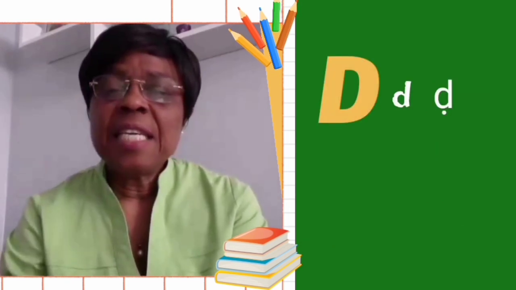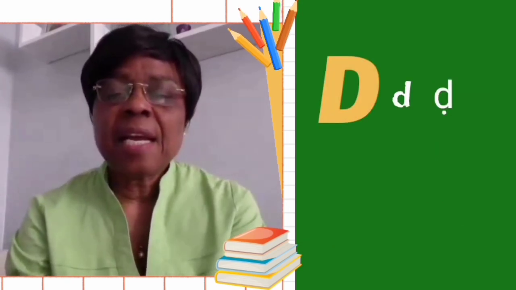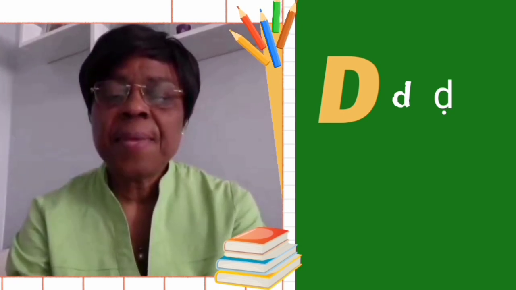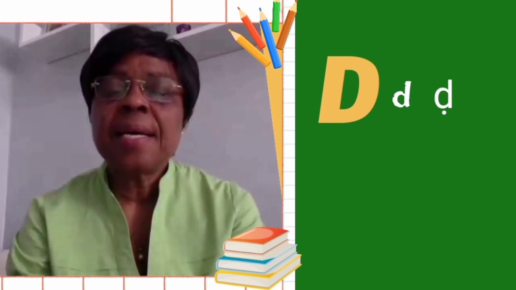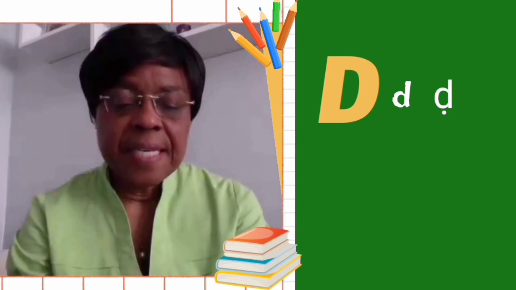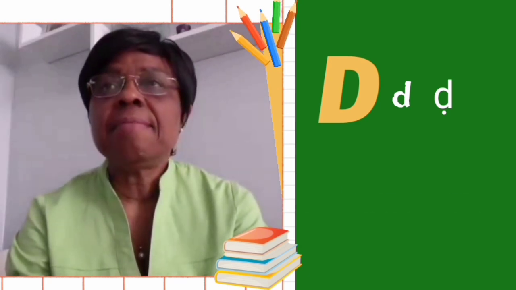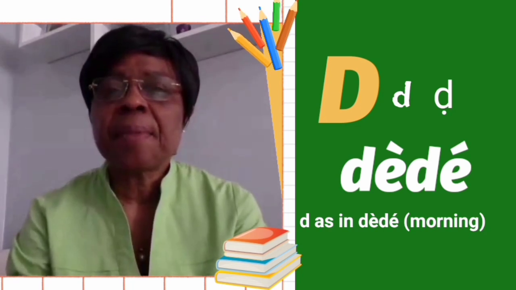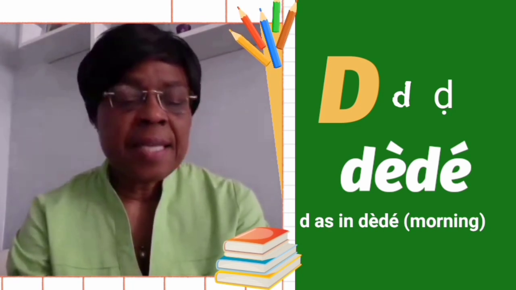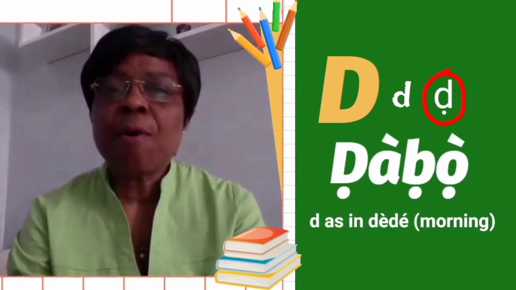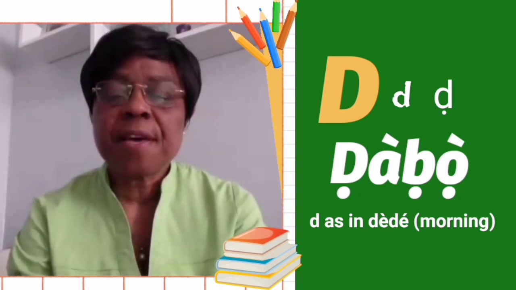Then we look at letter D next. D in Kirikeni Okwein has two sounds. An example of D is dede, meaning morning. An example of this, the one with a dot under it, is dabo. Dabo means father.